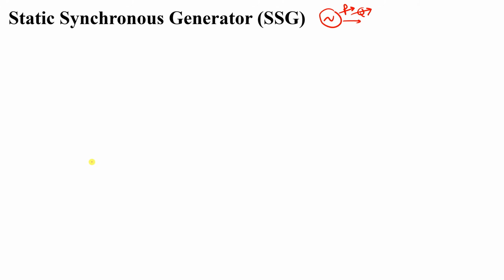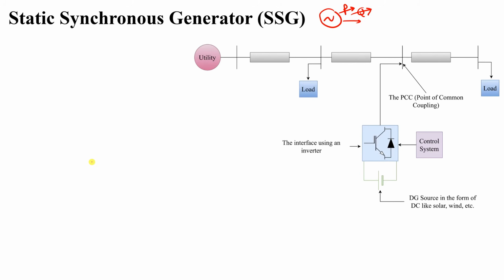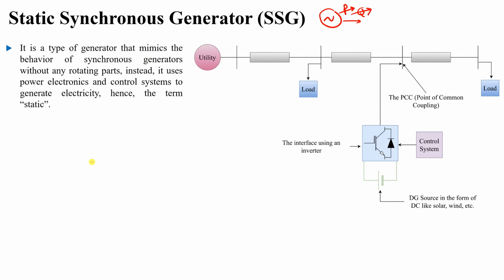Now the static synchronous generator mimics the behavior of the synchronous generator without any kind of rotating parts. Instead, it uses power electronics and control systems to generate electricity, and hence the term static. For example, if we have a solar energy system or a wind energy system, we can take solar, which is DC, and convert it into AC at the grid side by using an inverter interface.